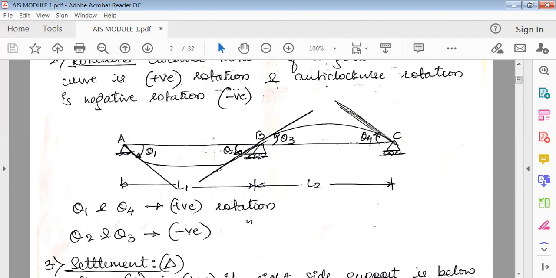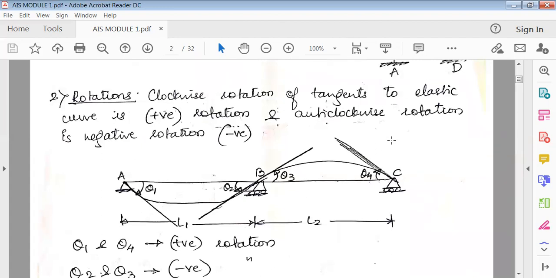Similarly, from B to C, because it is continuous, whatever this bend shape, it will stop here and it will go the other way. So here it is sagged, here it is hogged. That is the nature of a continuous beam. It goes like this and ends here. This diagram is nothing but the elastic shape of the beam.